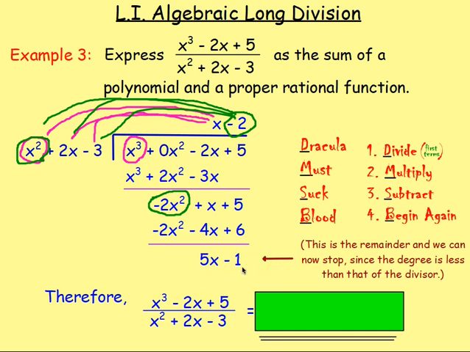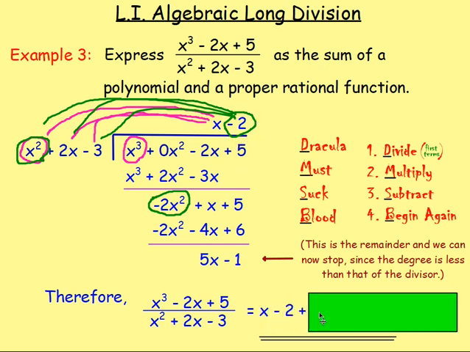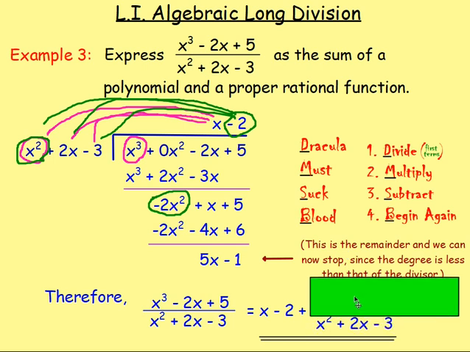The degree is less than that of the divisor. Therefore, if you're asked to write that as the sum of a polynomial and a proper rational function, you can say that it equals the polynomial, which is just your answer. Up here we've got x take away 2. And the proper rational function, the denominator is not changing. It's still going to be x squared add 2x take away 3. But the numerator, the top of the fraction, is just your remainder. And the remainder here is 5x take away 1. And that will be your answer.